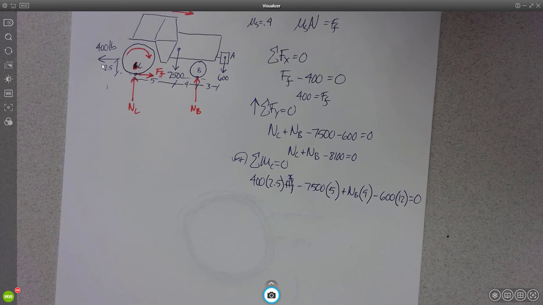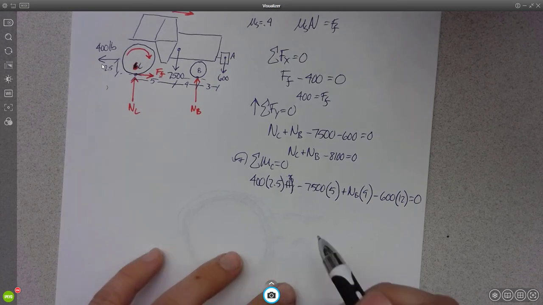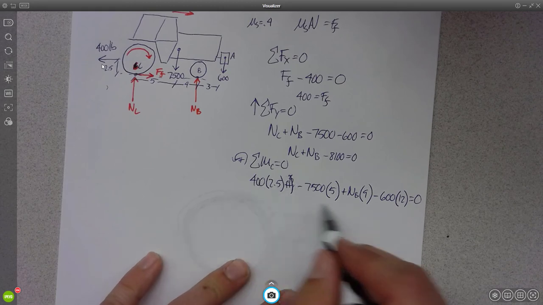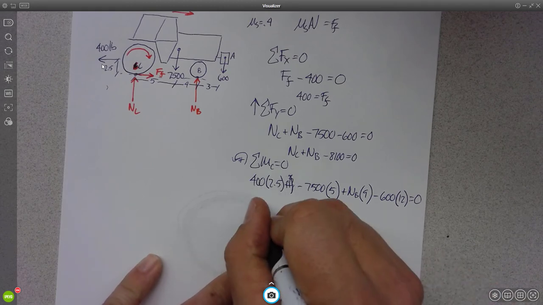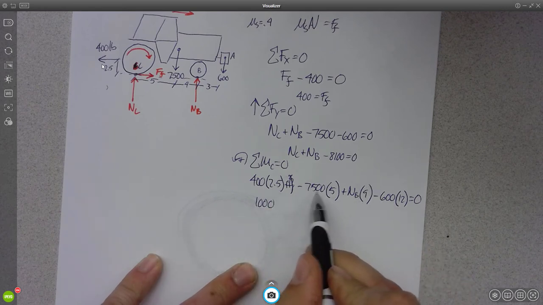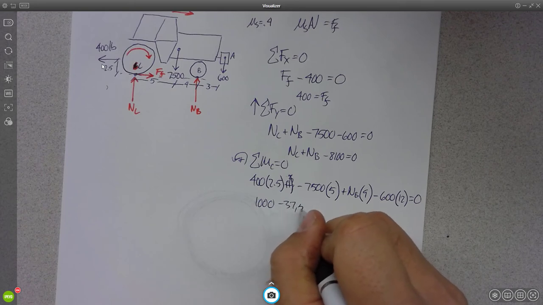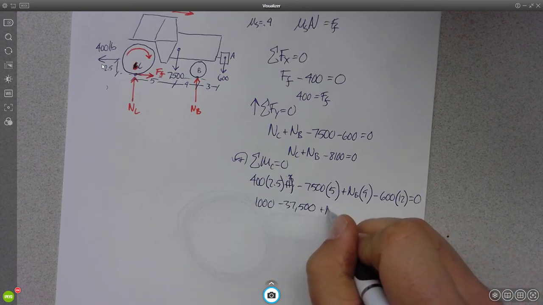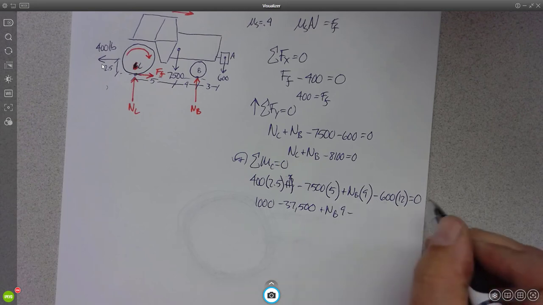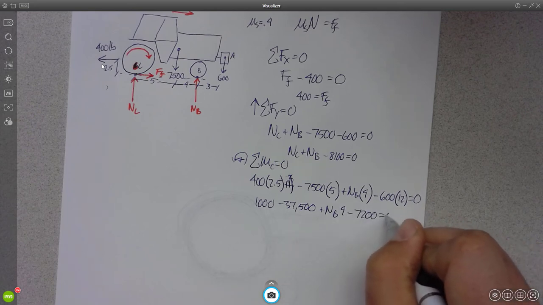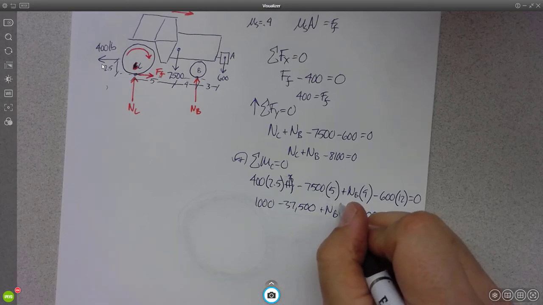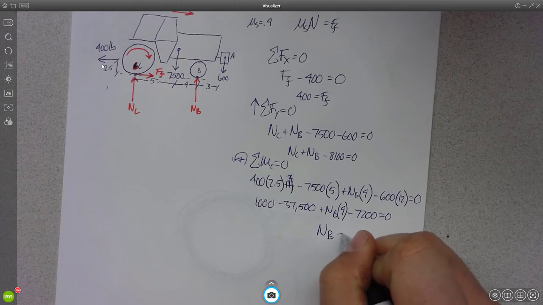There's no, that'd be internal. Yep. All right, so let's see. 400 times 2.5, that's 1,000. 7,500 times 5, that hurts. 37,500? So what's NB equal?